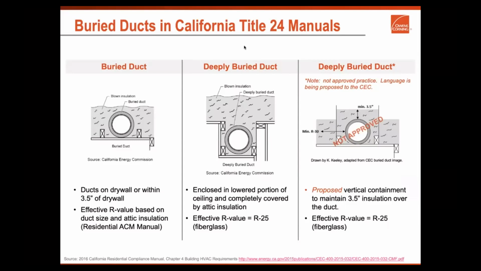Does that make sense? Absolutely. Okay, and that's how I read it as well. You have to have the full 6 inches on top, so it has to be mounded. Yep, correct.